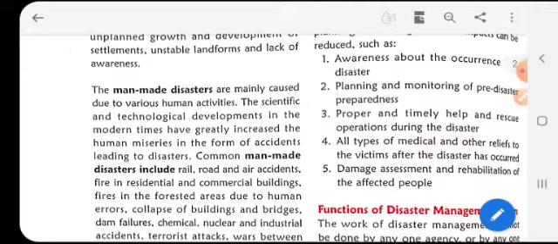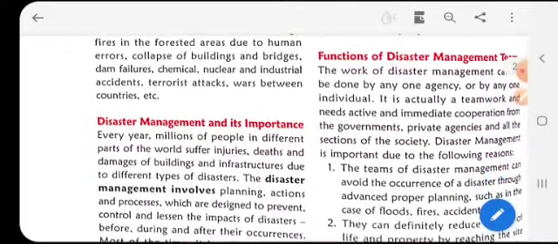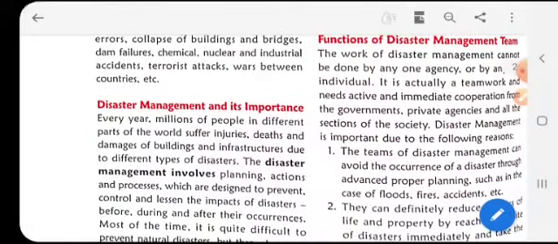Proper and timely help and rescue operations during the disaster. So when a disaster happens by chance, then there should be proper rescue operations and help should be provided on time. Then all types of medical and other reliefs to the victims after the disaster has occurred. And damage assessment and rehabilitation of the affected people should be made. Now, what is the function of a disaster management team? In order to cope with these disasters, we have disaster management. So, a disaster management team is also made, and let's see what the functions of it are.